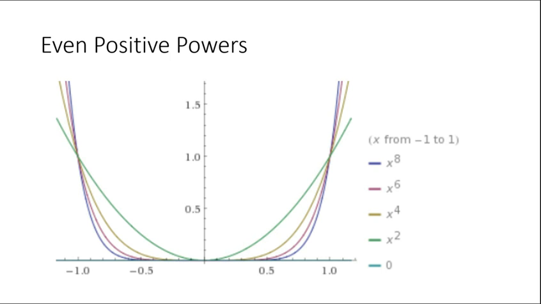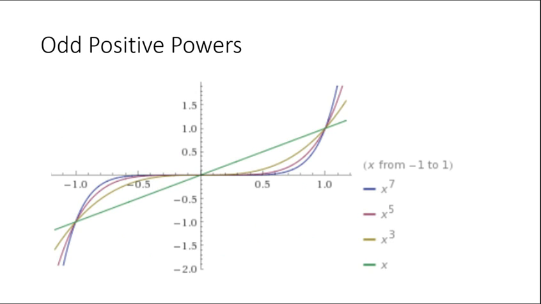Notice that for every single one of these graphs, and it's true for every single power function, you're going to pass through the point 1, 1. And for even positive powers, you're going to pass through the point -1, 1. For odd positive powers, you're always going to start in the lower left quadrant and come into the upper right quadrant. And notice again, you're passing through the point 1, 1, you're passing through the origin, and the graph is passing through the point -1, -1.